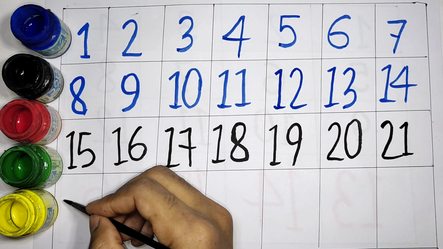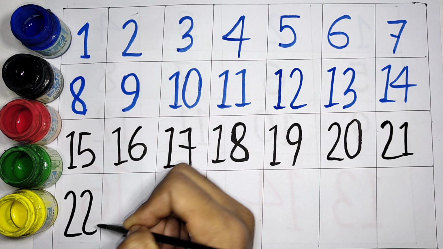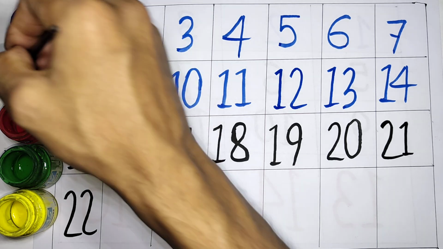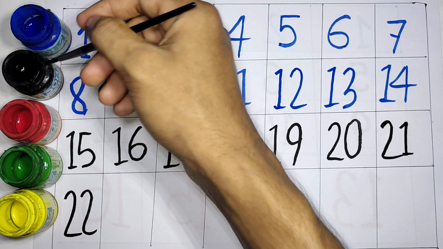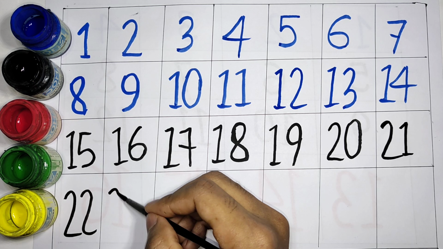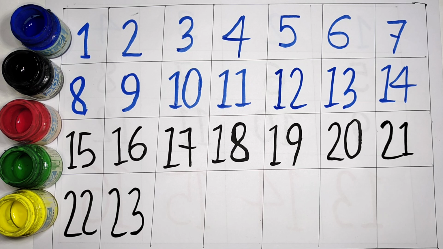Now we draw 22. The next one is 23. Black color. The next one is 24.